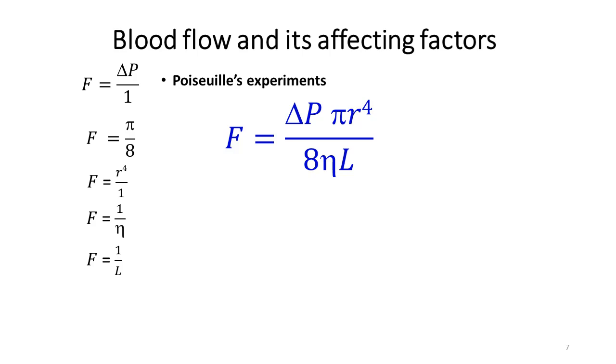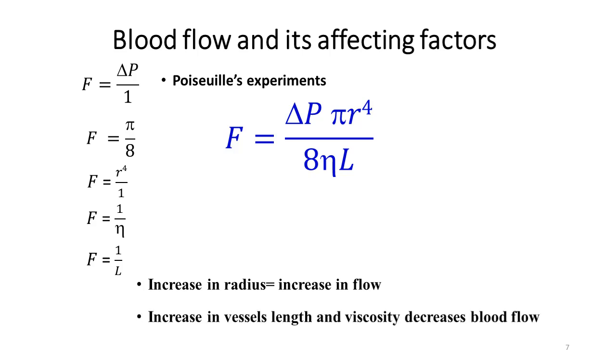Finally, he created this equation based on his experiments, adding 8 to the bottom of the fraction and pi to the upper part of the fraction. And we can say an increase in radius increases flow. Increased vessel length and viscosity reduce blood flow. So we can change radius, viscosity and length of vessels to change the flow.